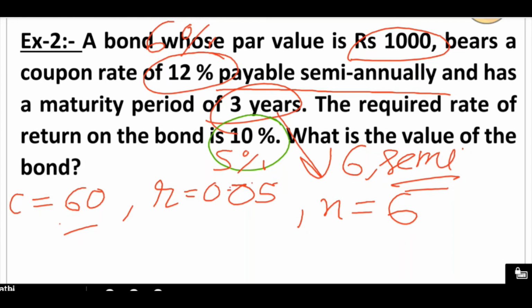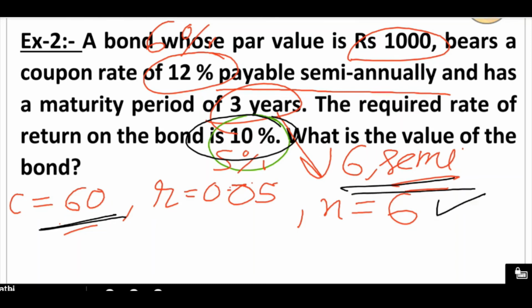Okay, I think now it's clear. I'll repeat once again. The par value of the bond is 1000 rupees, and the coupon rate is 12%. Because it is payable semi-annually, it is 6%, so 6% of 1000 gives 60 rupees. When we reinvest that 60 rupees, what rate will we get? Because the reinvestment rate is 10%, we get only 5% every 6 months, so the rate of interest will be 0.05. How many half-yearly periods will there be? Because the time is 3 years, n equals 6.